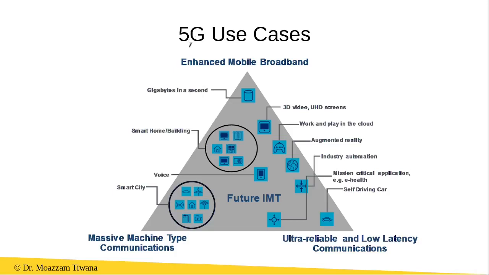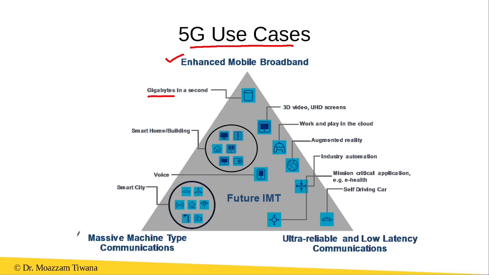Now, the 5G use cases are broadly divided into three categories. The first one is the enhanced mobile broadband. The enhanced mobile broadband is used to provide high data rates to the 5G mobile devices. And these data rates are in the order of hundreds of megabits per second, and in some cases they can go up to gigabits per second.